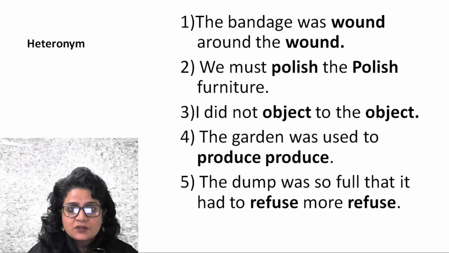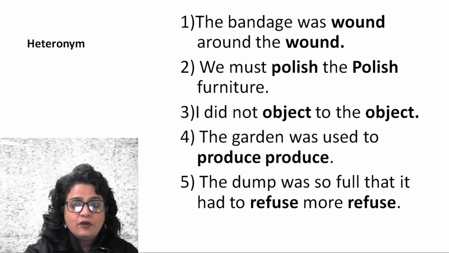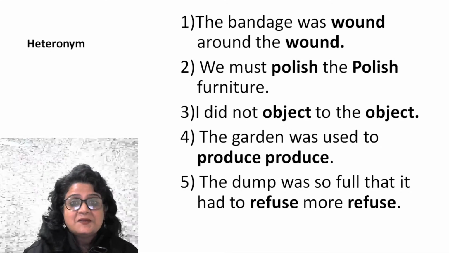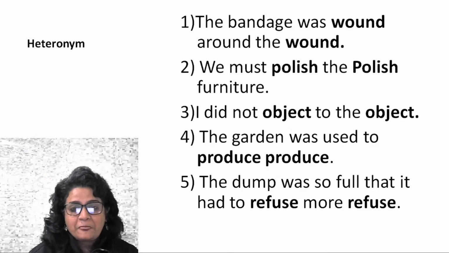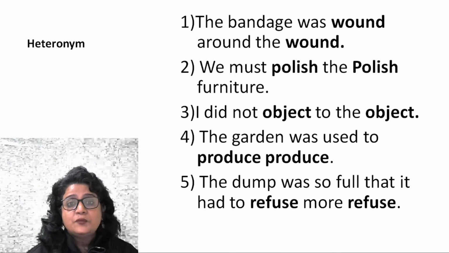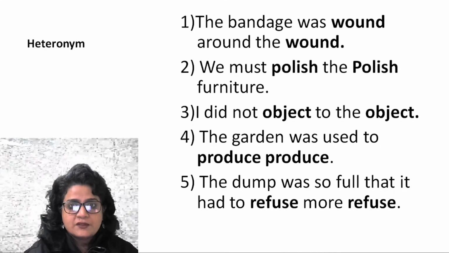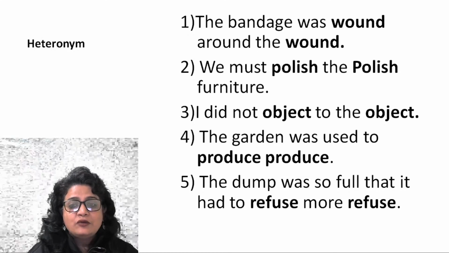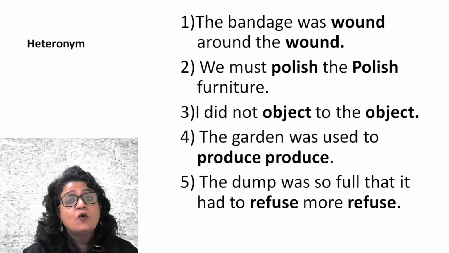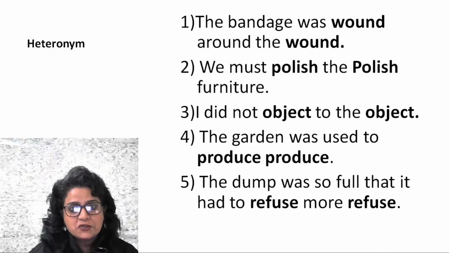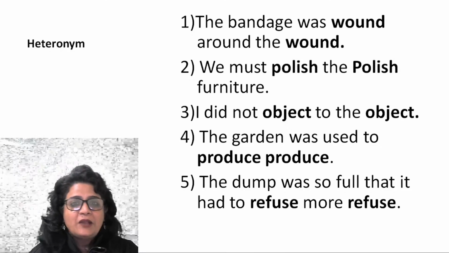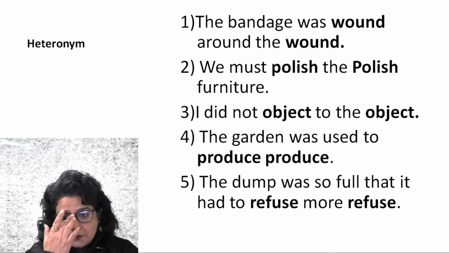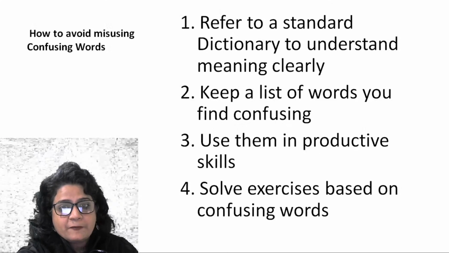The garden was used to produce, verb, produce. Now, this sentence is correct. Produce, used consecutively. So the garden was used to produce, verb, and produce is a noun. The dump was so full that it had to reject more refuse, kachra, garbage. All right? So same word will have different meanings. Now this is also tested by ZAT. All right? So be very clear with their usage.